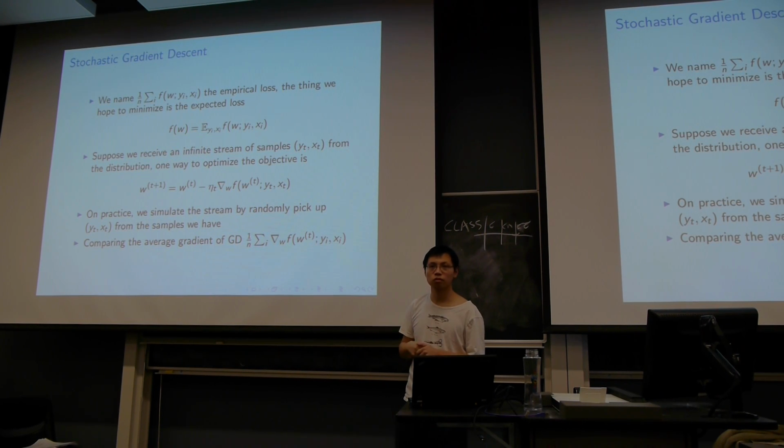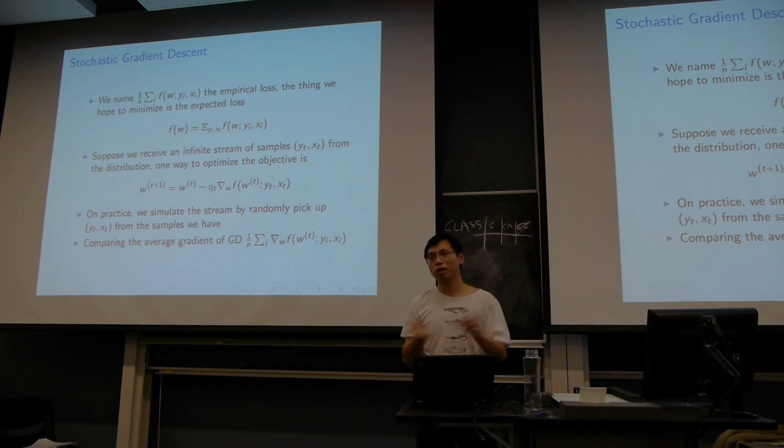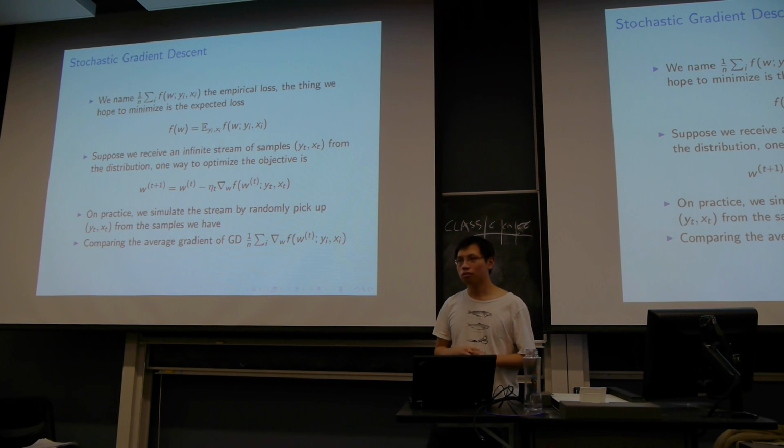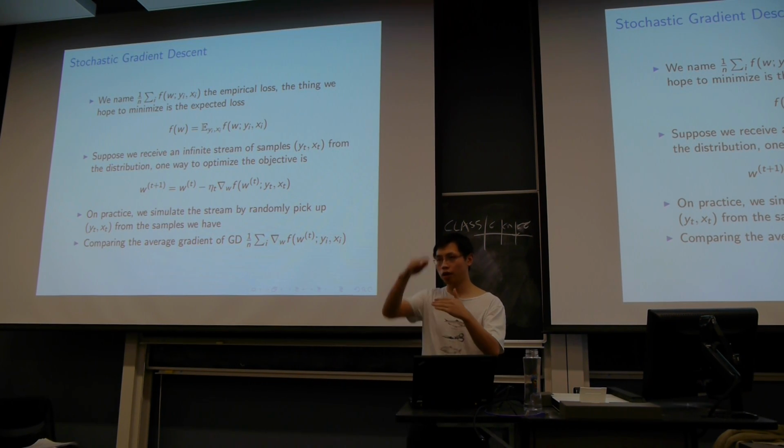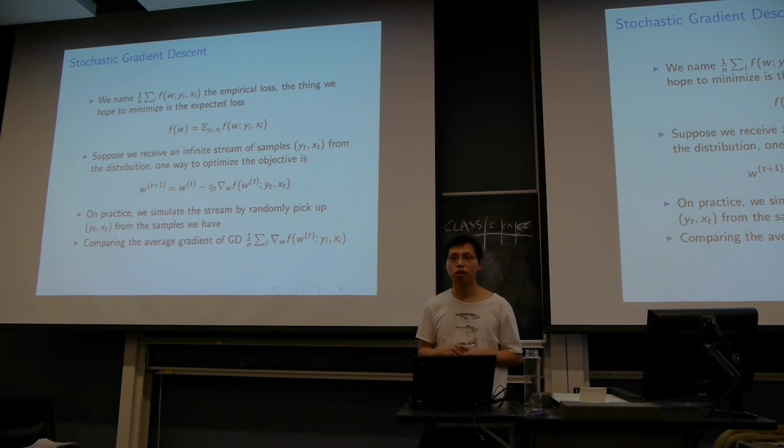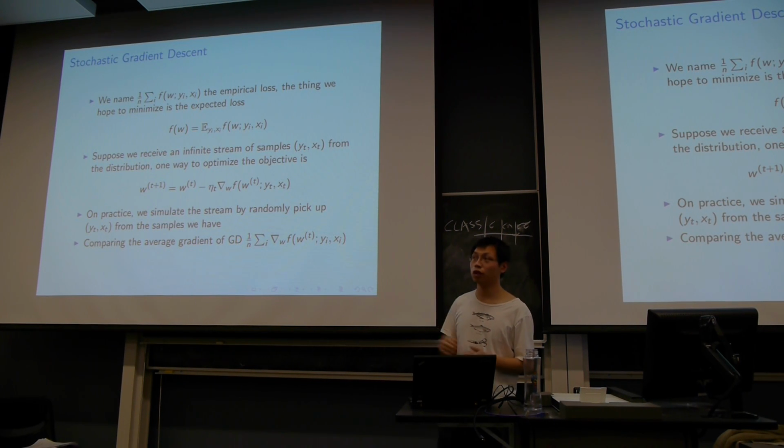So for the infinite stream of samples, after I update the w's, do I still need to look at the samples I already used, or just drop them? Usually we just put them back. Usually what we do is that you have 100 samples, you randomly permute them and iterate, then randomly permute again and iterate. We usually do it this way.